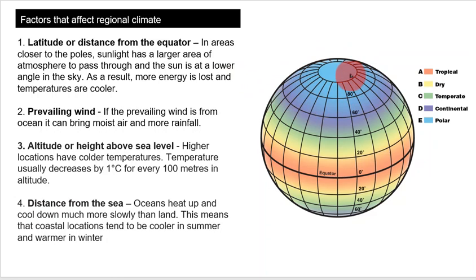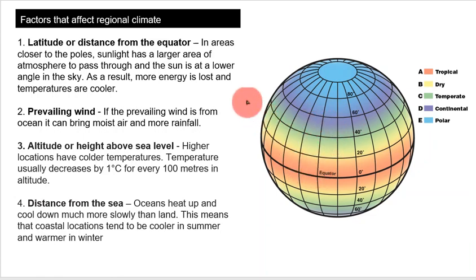Now, in contrast to that, if you think about the equator, all along the equator the sun is hitting directly onto the surface of the earth. As a result of that, you get tropical regions where the temperatures are pretty high. Prevailing winds: if the prevailing wind is from the ocean, it can bring moist air and more rainfall. Again, there are wind currents that move all around the globe, and depending on where a region is in relation to them, that can have a massive impact on the climate in that area.